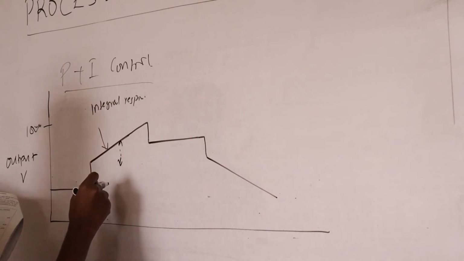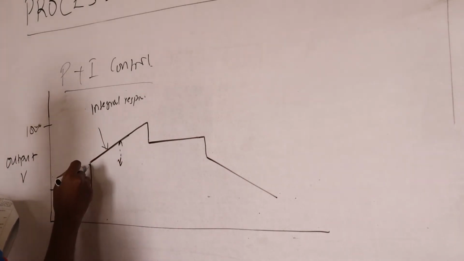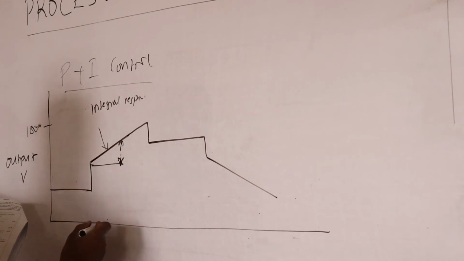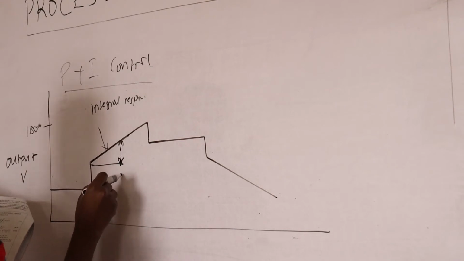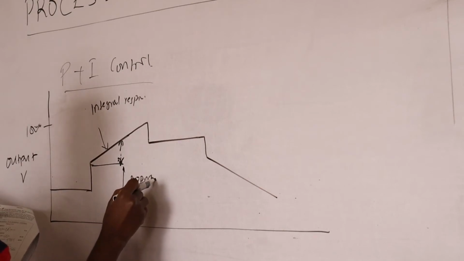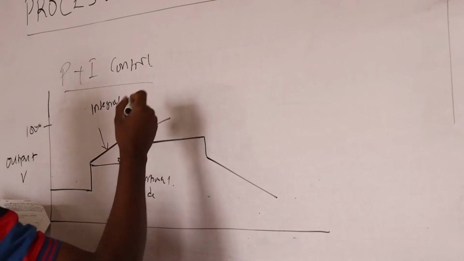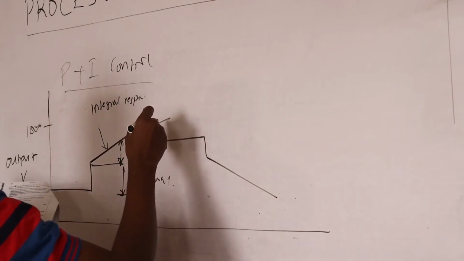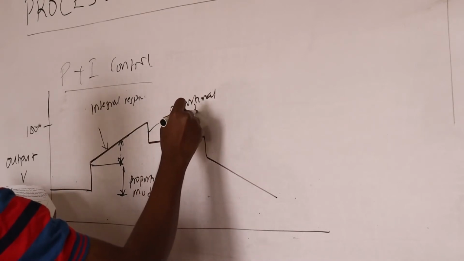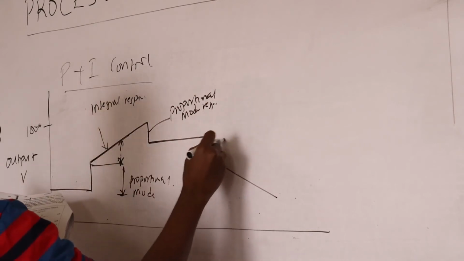Here we are going to have the duplication of both the proportional response and the integral mode at this point. At that point, there will be duplication of the proportional, and then at this point we are going to have proportional mode response here. Here also, we are going to have proportional mode response. Here we are going to have, again, proportional mode response.